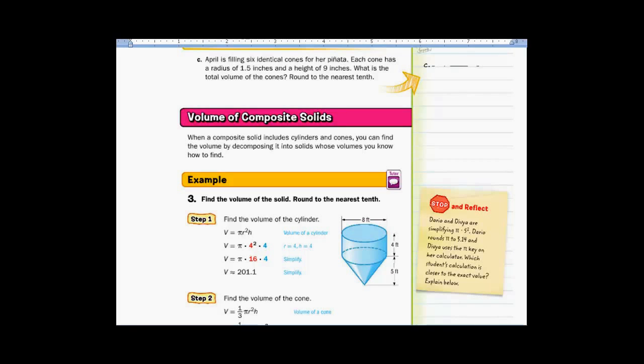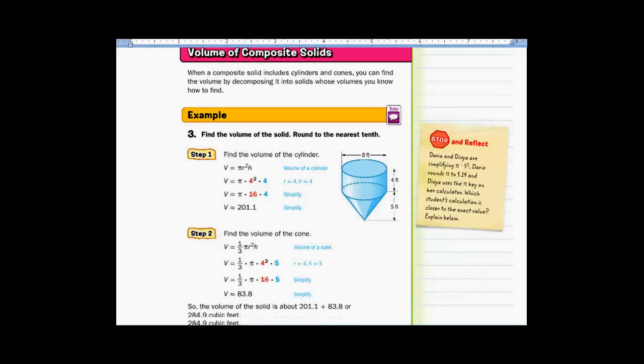So, for example, one here, find the volume of the solid round to the nearest tenth. You're going to find the volume of that cylinder, find the volume of that cone. Notice that they have the same base. So you really only have to find the base once. And then just take it by the respective heights, which are different.